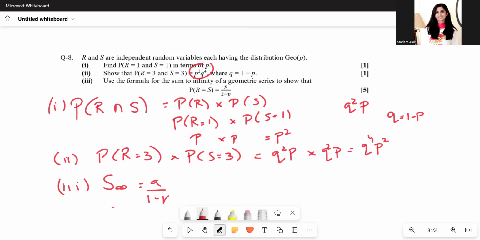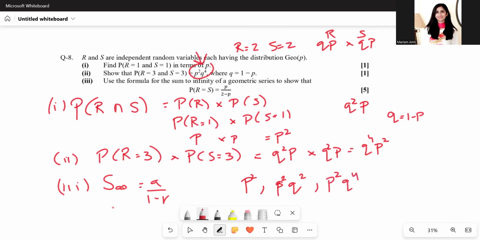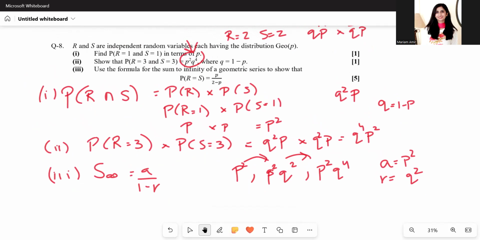At R equals 1 or S equals 1, we had P squared. Then for R equals 2 and S equals 2, we'll have a failure and a success times a failure and a success, both for R and S equals 2. So that becomes Q squared P squared, or P squared Q squared. And then for R and S equals 3, we got P squared Q power 4. Okay, so now we can see that a is P squared, and the common ratio here is what is multiplying every time? Q squared is multiplying every time. So r is equal to Q squared.